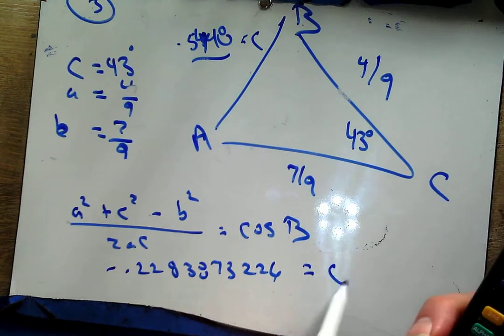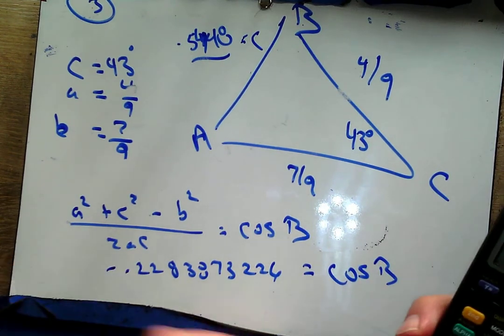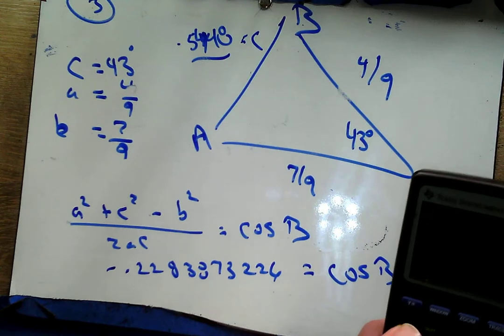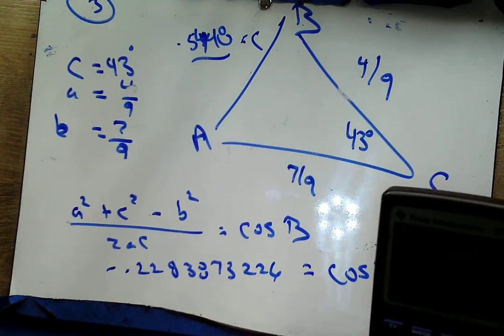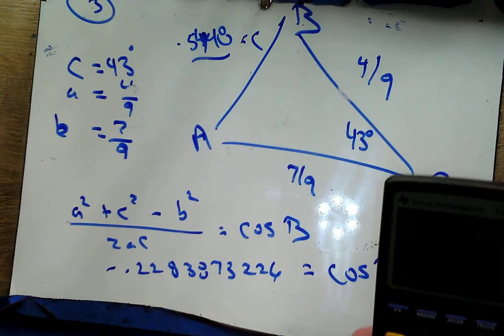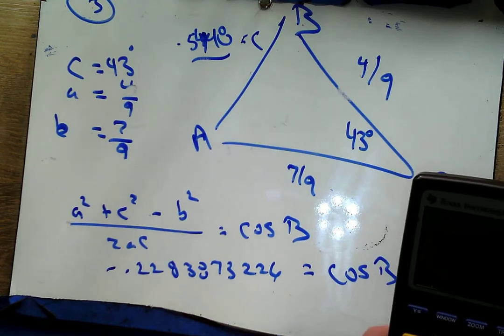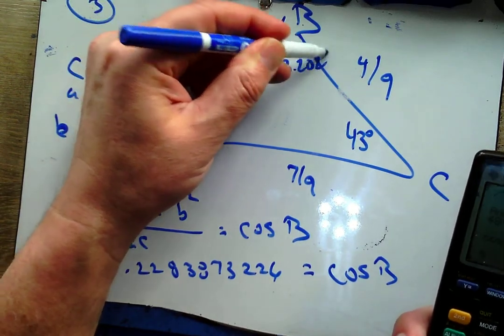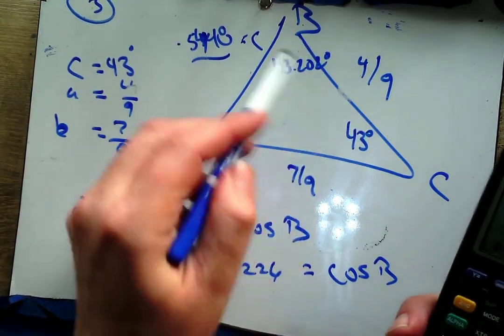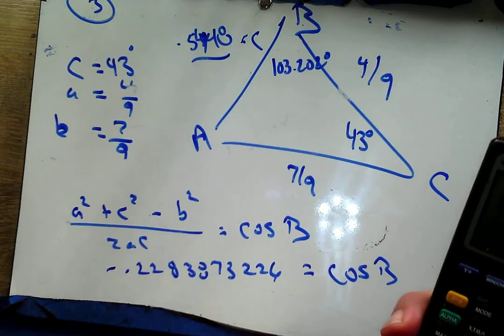226. Well, that's what cosine B is, but I want to know B, so I have to do the inverse cosine of both sides. And when I do that, I end up with 103.202 degrees. Now I'll take these away from 180 to find this angle.